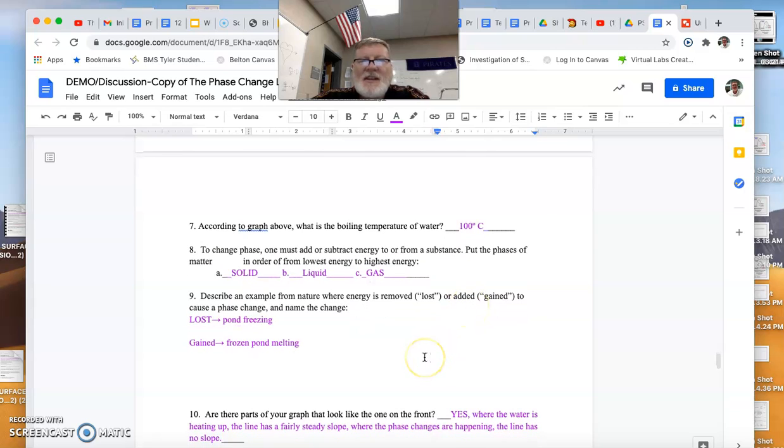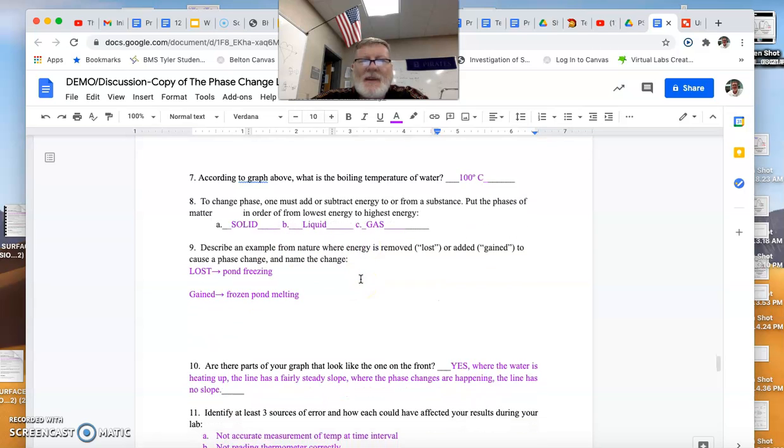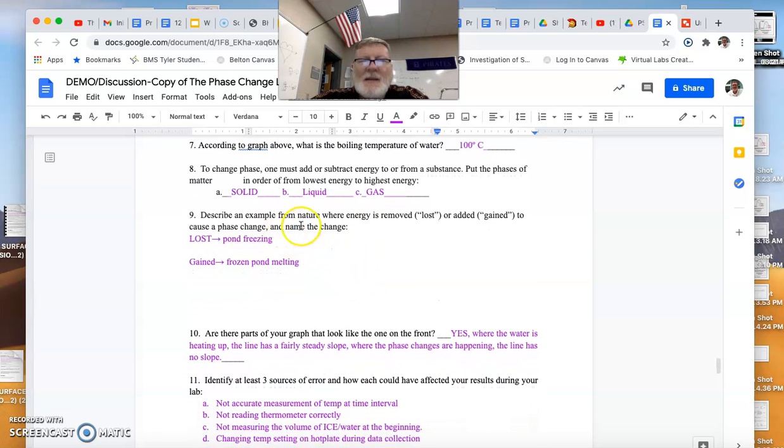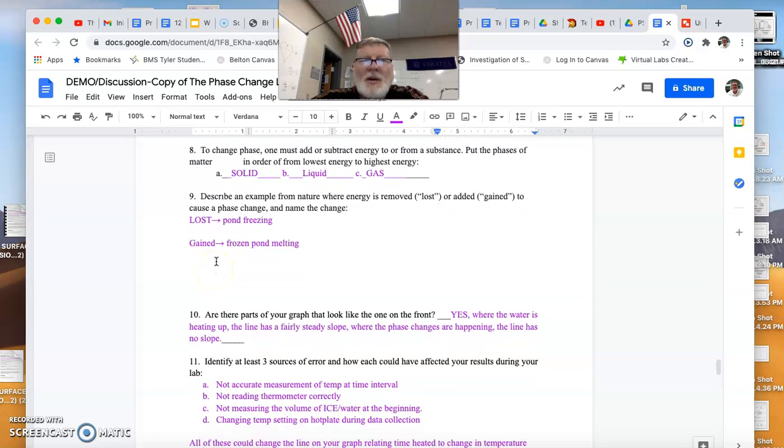To change phase, one must add or subtract energy. So if we put the phases in order from lowest energy to highest, it would be solid, liquid, and gas. Example from nature: when the pond water loses energy, it freezes, becomes solid. In the spring, the pond water gains energy from the sun, the frozen pond melts.